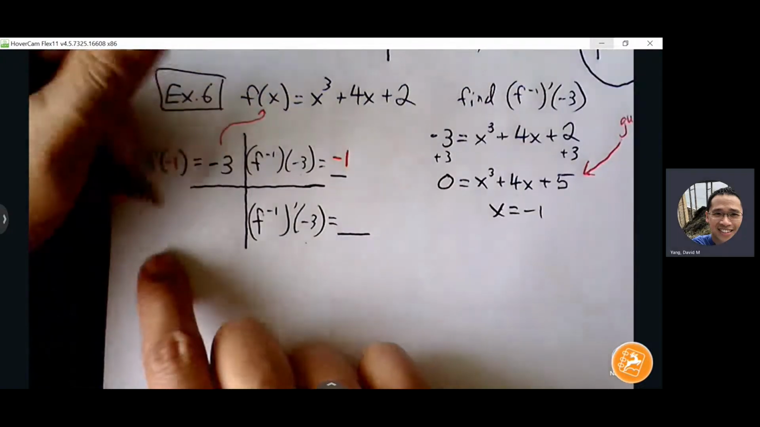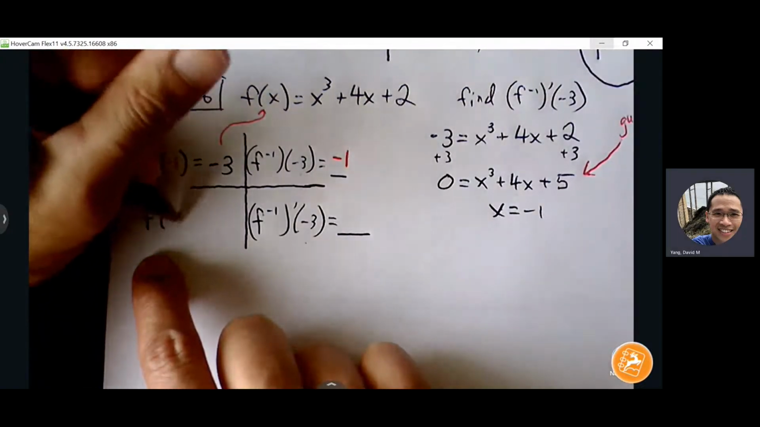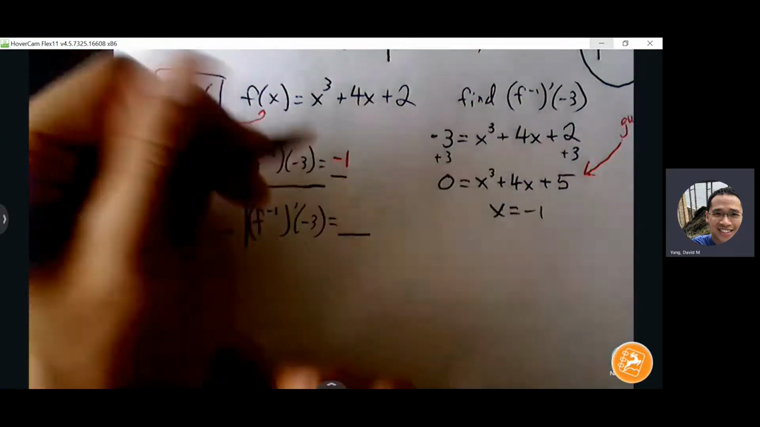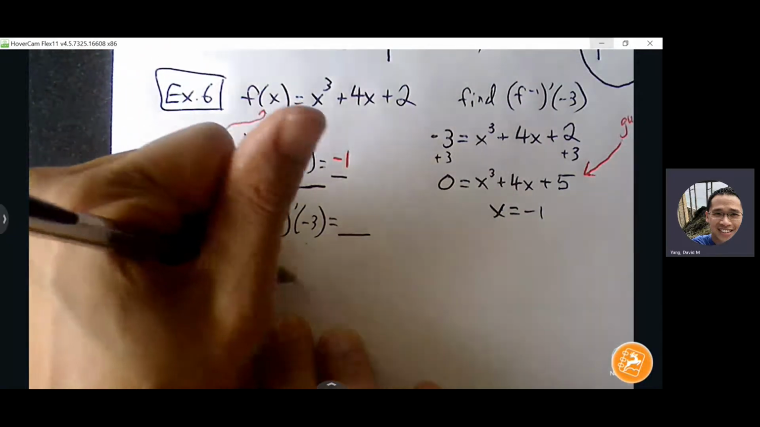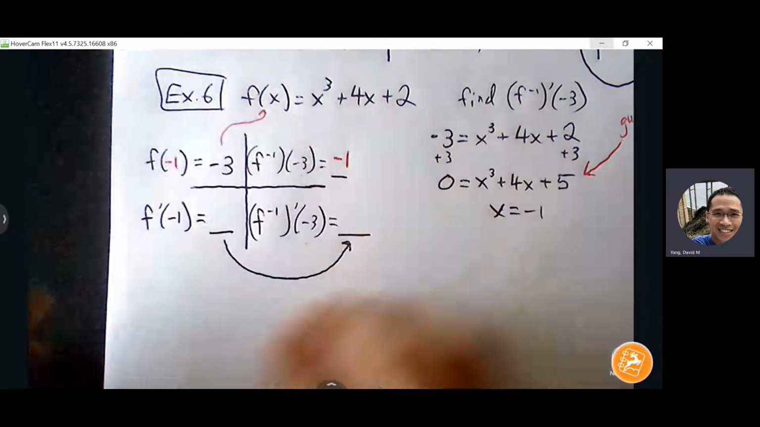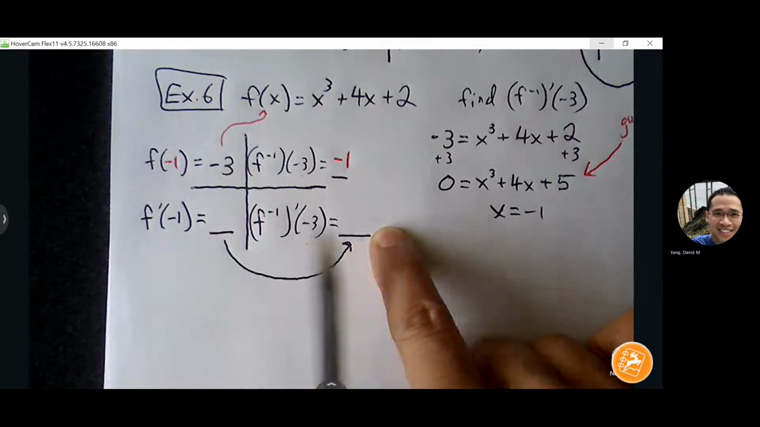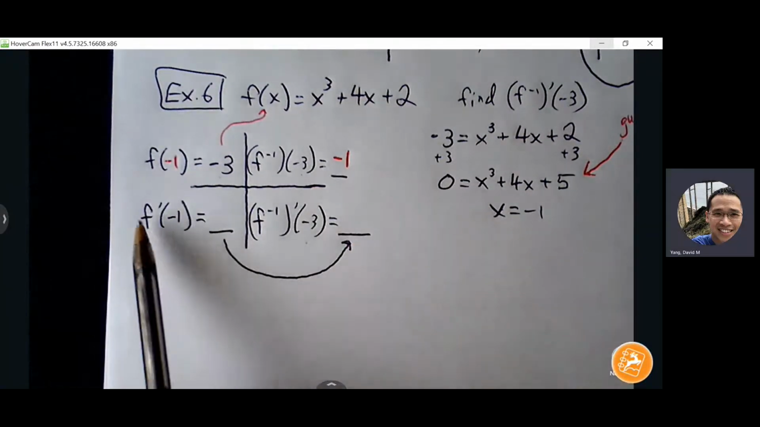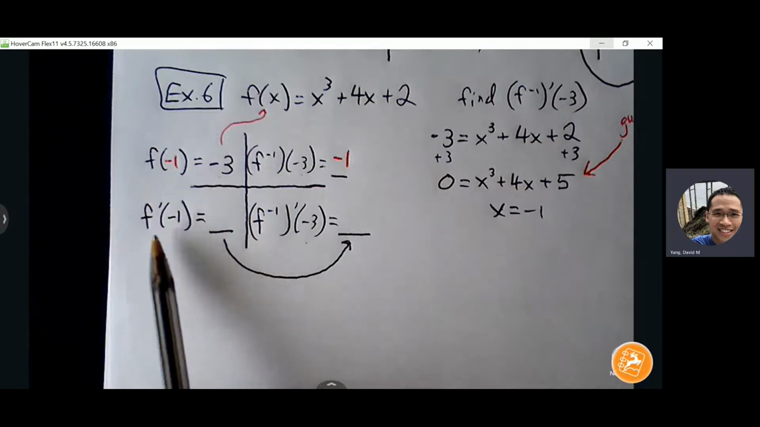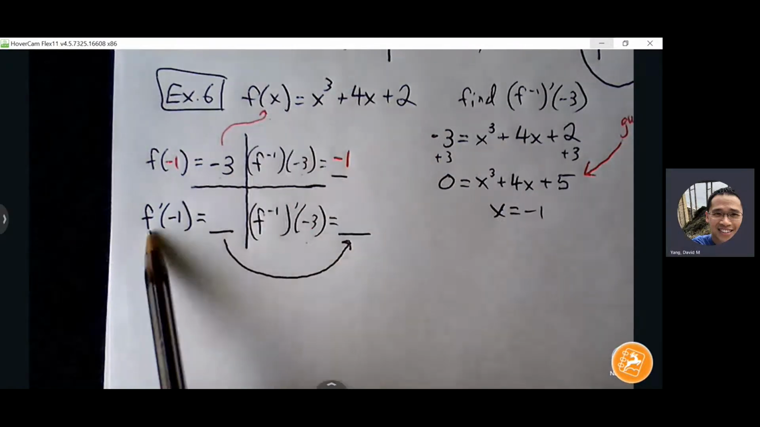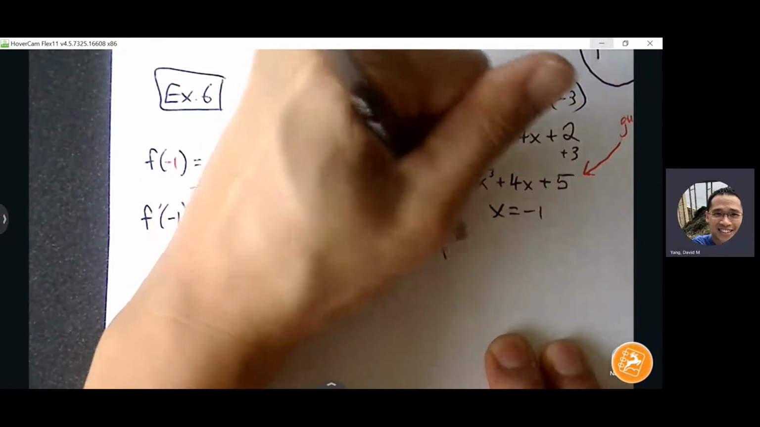Now, if I can find f prime of -1, if I can find the slope on the f side of things, then that numeric value is going to lead me directly to the slope of the inverse at -3. So before I can find f prime of -1, I can first find what? I have f of x, I can find f prime. So f prime is relatively easy.